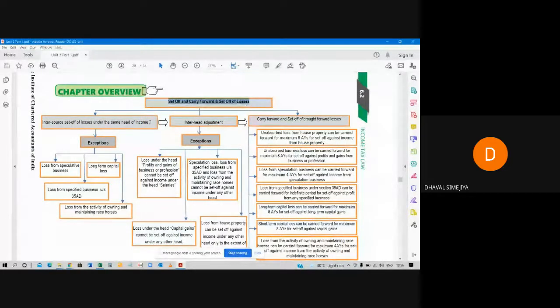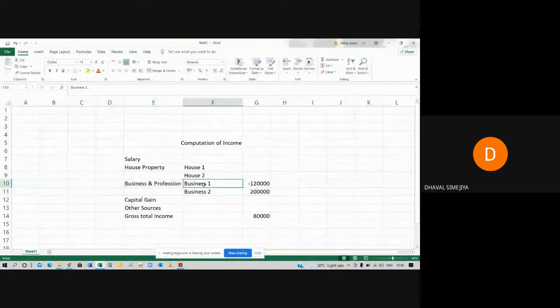Three things that we are going to learn in this topic: inter-source set off of losses under the same head of income, inter-head adjustment, and last point, carry forward and set off of brought forward losses. First, we try to set off our loss from inter-source. Inter-source means, as I have given you the example, from one business I am facing loss, in another business I am having gain. So it will be set off, and the net result will be my gross total income. So this is inter-source. I am not using another head's income.